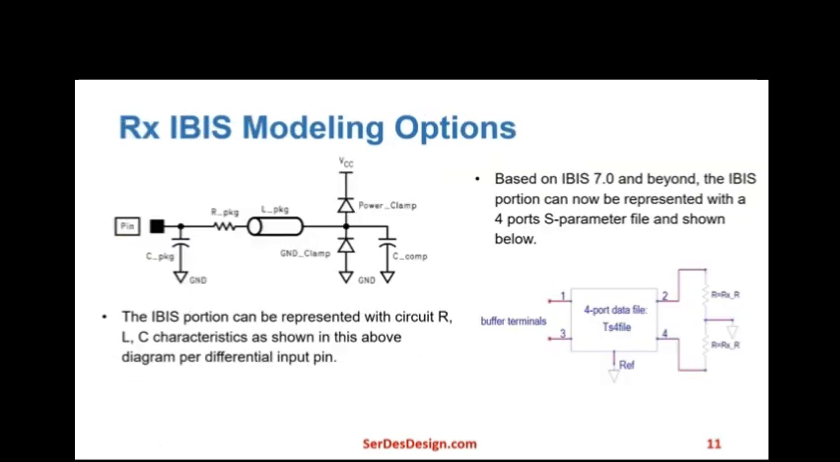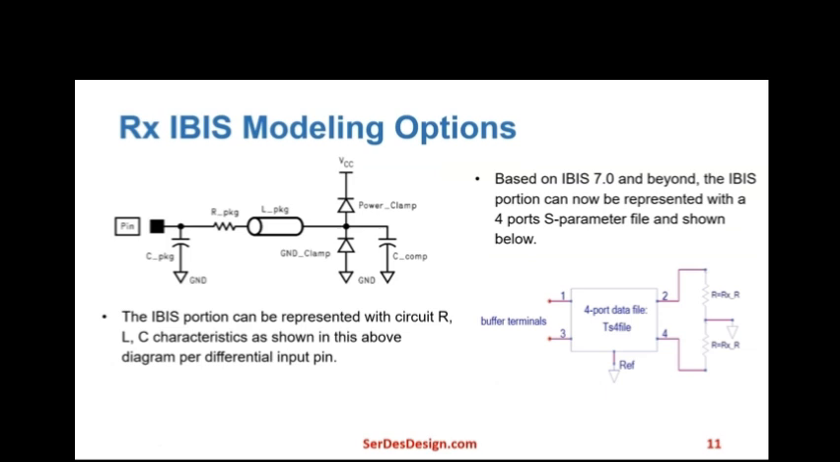There are two basic Rx IBIS modeling approaches. The typical Rx IBIS buffer model is composed of an RLC circuit with additional voltage current tables per differential input pin, as shown in this figure. The IBIS buffer model is quite limiting and does not do a good job modeling the actual Rx circuit input impedance. However, per the IBIS spec 7.0 and beyond, the IBIS portion can now be modeled using 4-port S parameters.